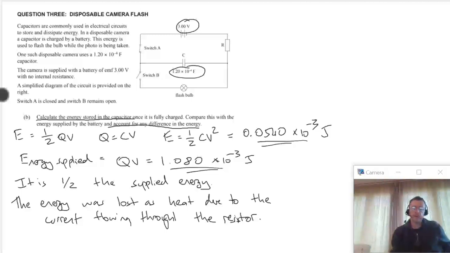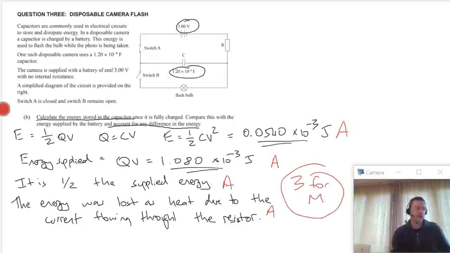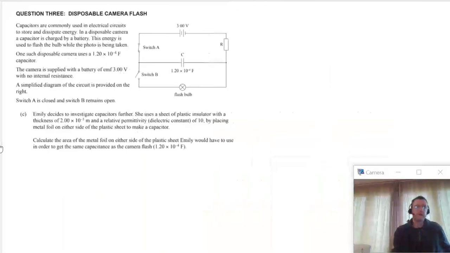What you've got is, let's have a look at our marking scheme. This is an achieve point in our marking scheme, and we need 3 of those for M. Okay. Next.